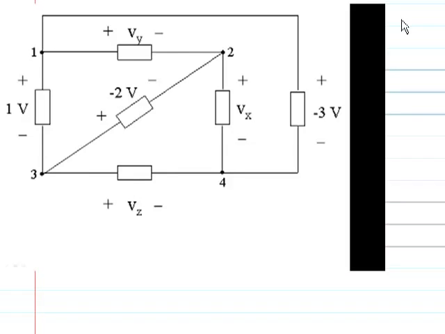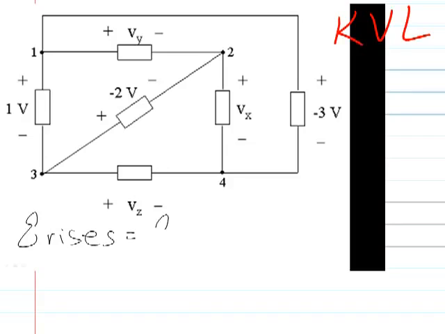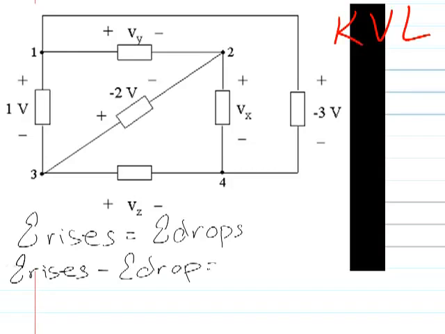Okay, so here we are going to practice using Kirchhoff's voltage law, which basically says over any closed circuit, the sum of all the voltage rises should equal the sum of all the voltage drops. But we're going to take advantage of it in the sense that we're going to add up all the rises and subtract off all the drops, and that should equal 0. That's just easier to do it that way.